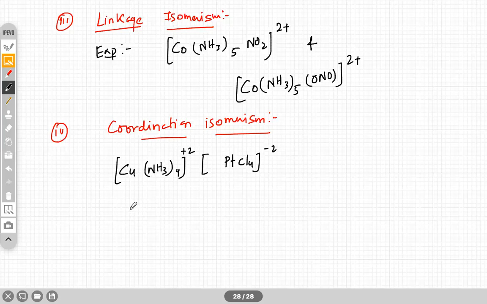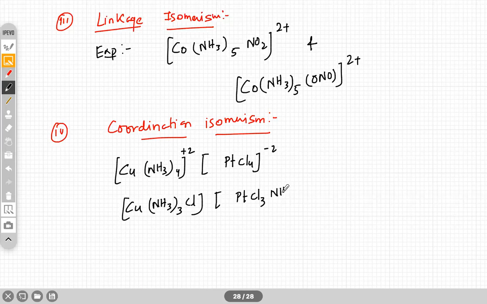Now, if you write down the coordination isomers of this, what you do, you just exchange the ligands here. [Cu(NH3)3Cl][PtCl3NH3]. This is another molecule we have. Here we have plus 1 charge and here we have minus 1 charge. Total charge will be plus 2 and minus 2 always.